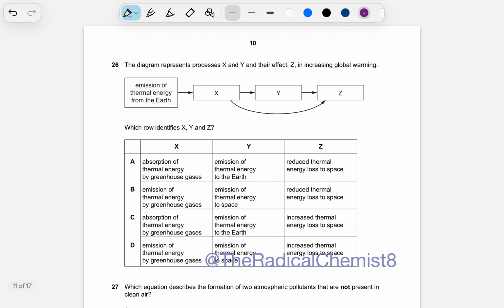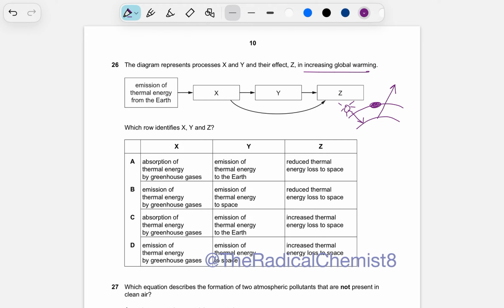Next question. You've got the diagram represents processes X and Y and their effect Z in increasing global warming. So you need to bear in mind this is talking about the greenhouse effect. So you've got the sun, greenhouse gases in the atmosphere, and the earth. The sun normally emits thermal energy. Then the earth normally emits thermal energy back to the atmosphere, but not all of it goes back up.